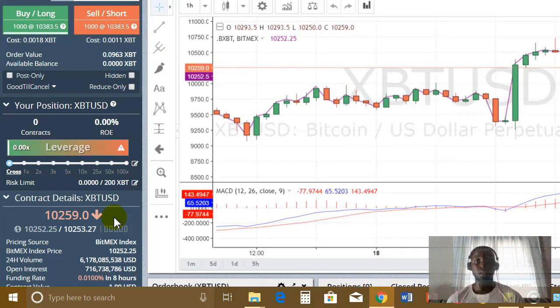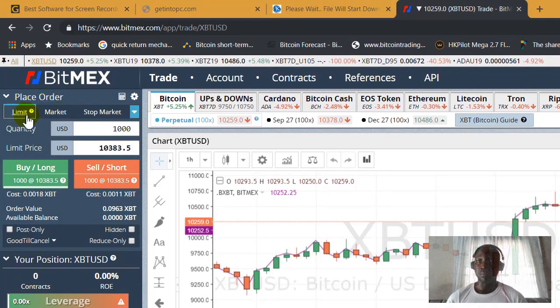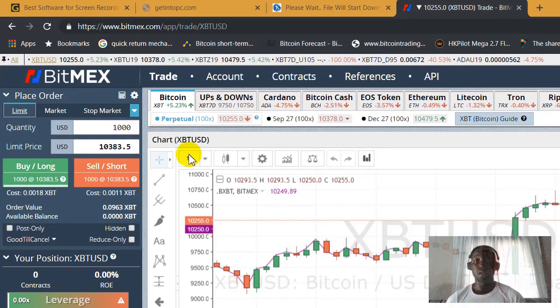So for this section, I would like us to close here, and in the next one I'll explain the market tab and the stop market tab, and how we can execute our stop loss in any of our trades.